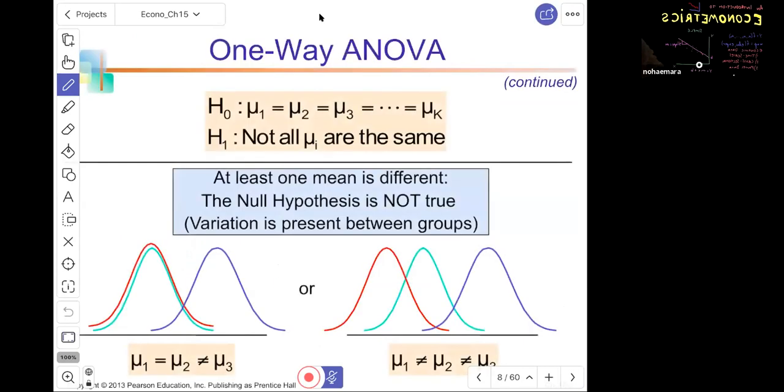However, when I talk about the alternative hypothesis, not all of the mu's are the same. It could be like this: two are exactly the same and one is different, or all three of them are different. So the F statistic allows for the fact that at least one is not equal. When we write here they are all equal, here we write they are not equal, or you can write at least one is not equal.